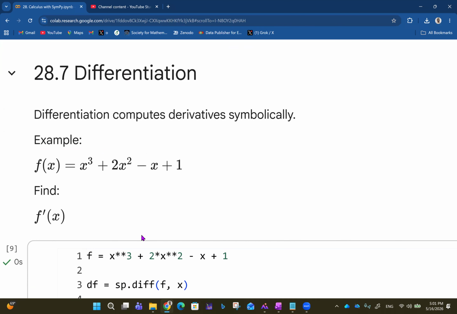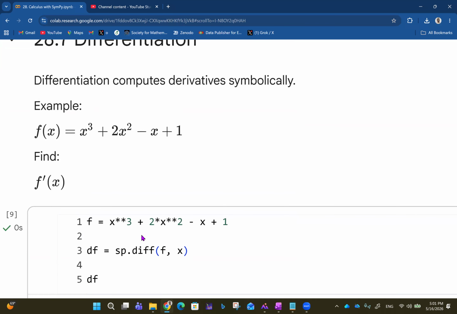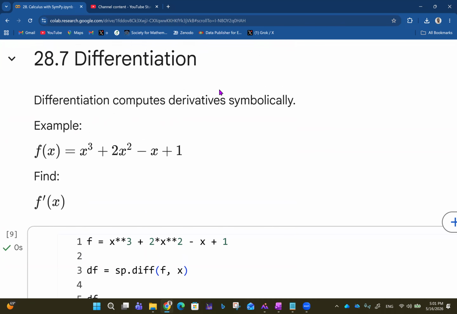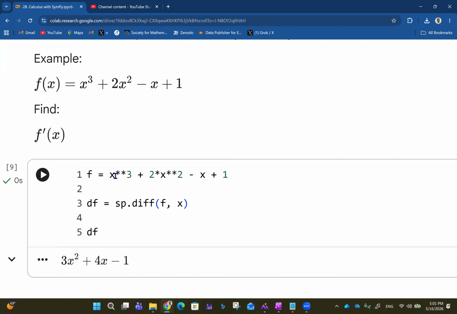Then you have differentiation. Differentiation computes derivatives symbolically. For example, you have f of x equals x cubed plus 2x squared minus x plus 1, and you want to find f prime of x. So here you have f as x**3 plus 2x**2 minus x plus 1.